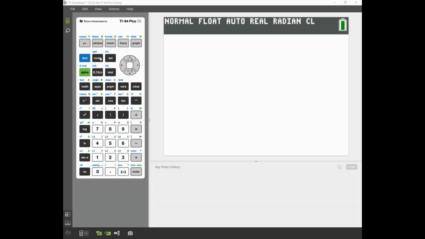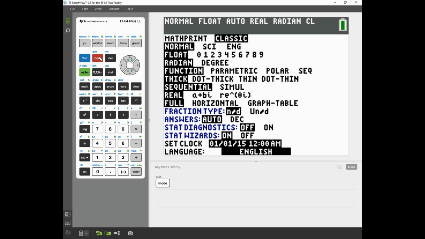First thing you want to make sure is that you're in degree mode, since we have an angle measure in degrees. So go ahead and make sure your calculator's in degree mode, and you should always be checking between radian and degree based off the problem you're dealing with.